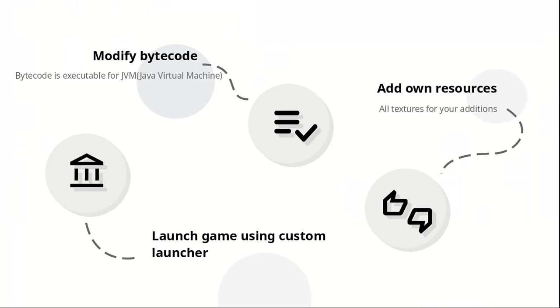What is the game modding process? What do we need to do to add something to Minecraft? First is modify the bytecode. Bytecode is the executable for a Java virtual machine. Second, add our resources to the game folder and write a launcher that will run this modified file, because the official Minecraft launcher does not support such files.